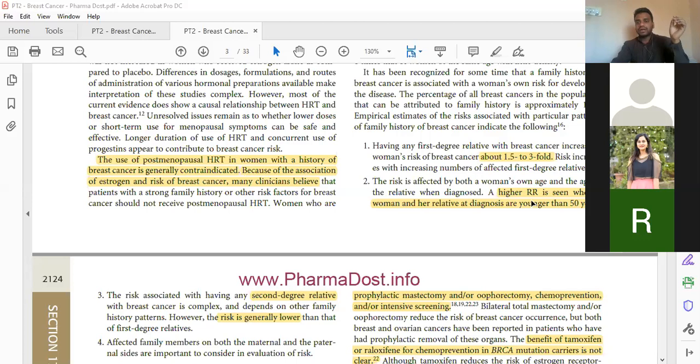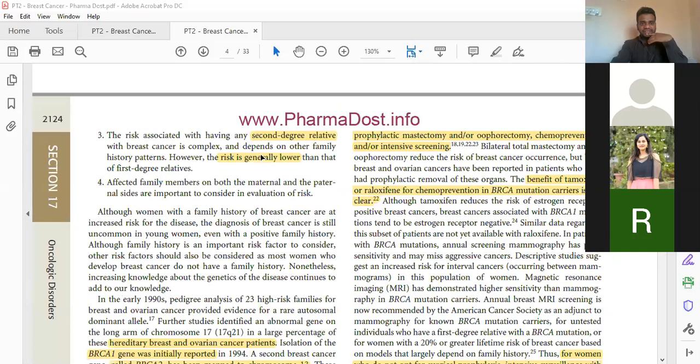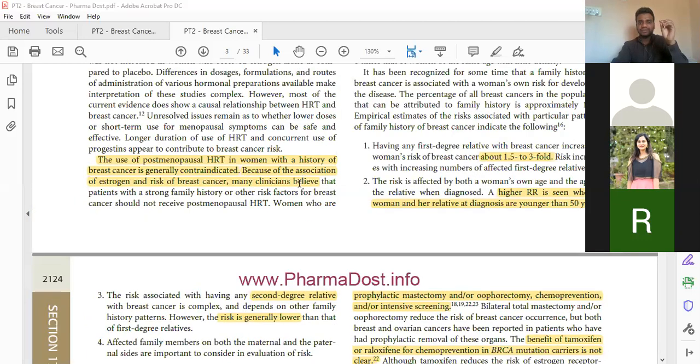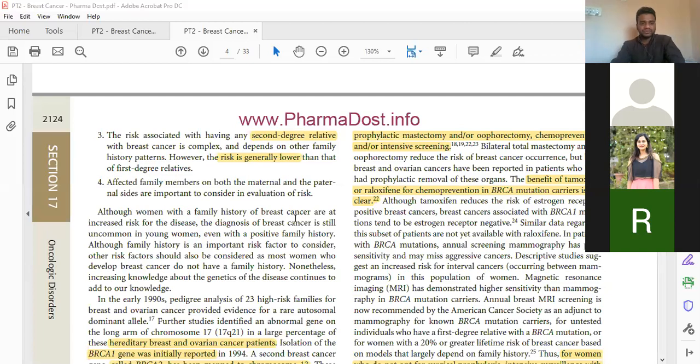For example, a higher relative risk is seen when a woman, woman means patient, and her relative at diagnosis are younger than 50 years. So that means if the relative in a family is less than 50 years and has a diagnosis of breast cancer, then this woman whom we are suspecting, this patient, is also at increased risk of getting breast cancer. That's what it means. If you see the second degree relative, then it's very complex. We cannot quantify as we quantified in case of first degree, 1.5 to 3-4. It's not that easy in case of second degree to quantify.